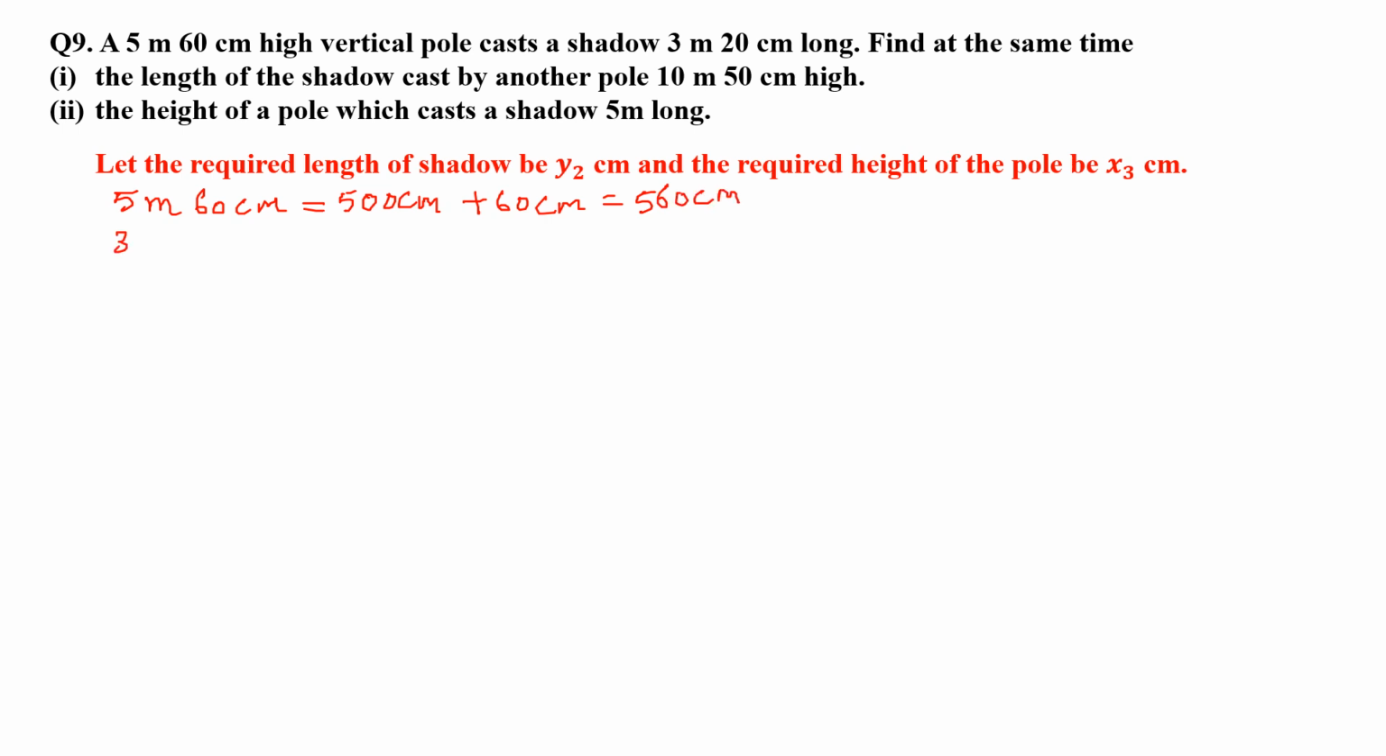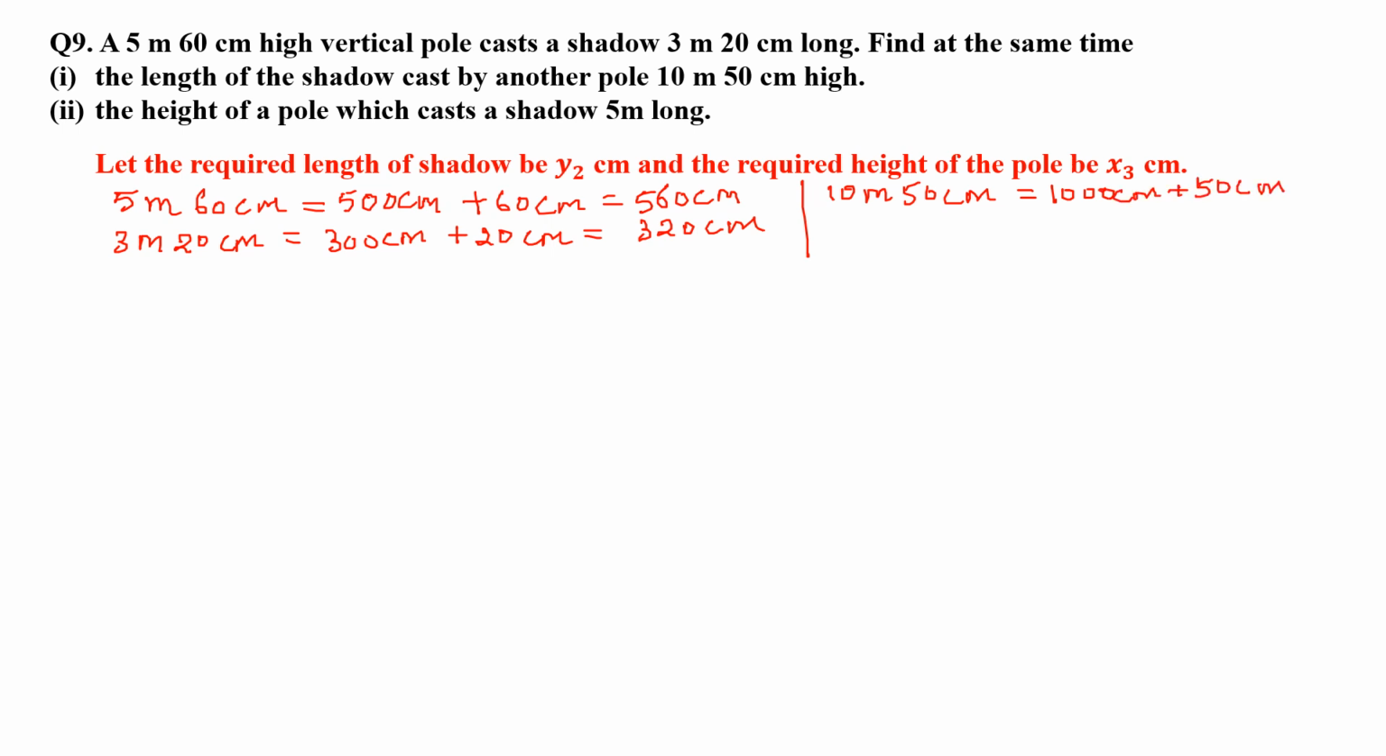Same way 3 meter 20 centimeter. So 3 meter is 300 centimeter plus 20 centimeter. So this will give me 320 centimeter. And next is 10 meter 50 centimeter. So 10 meter means 10 into 100, which will give me 1000 centimeter, and plus 50 centimeter, which is equal to 1050 centimeter. And 5 meter will be equal to 500 centimeter. So I have converted everything in centimeter.